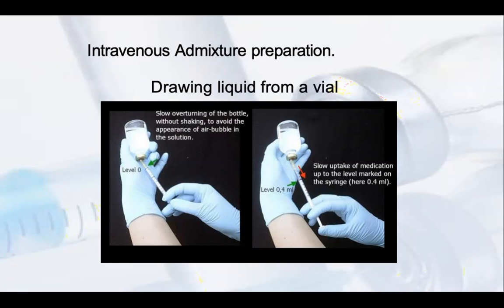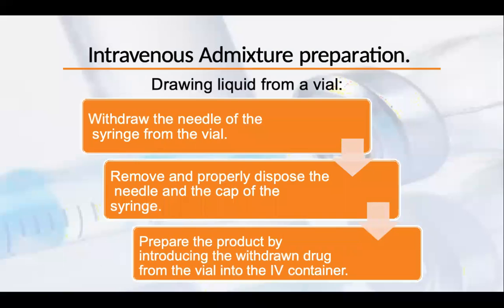Slowly overturn the bottle without shaking, to avoid the appearance of bubbles in the solution. Second, slowly draw up the medication to the level marked on the syringe. Now they have to take their drug out of that vial. Withdraw the needle of the syringe. Now you have taken the required amount or quantity. Then withdraw the needle of the syringe from the vial.